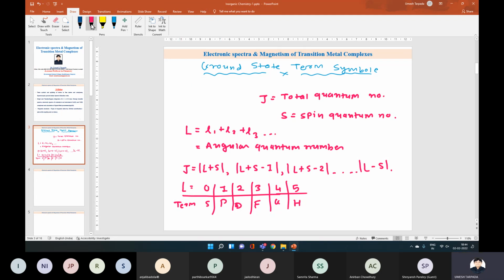So the term symbol is nothing but a systematic representation. This is called the term symbol. Now see, in this case, the possible value of J is written.